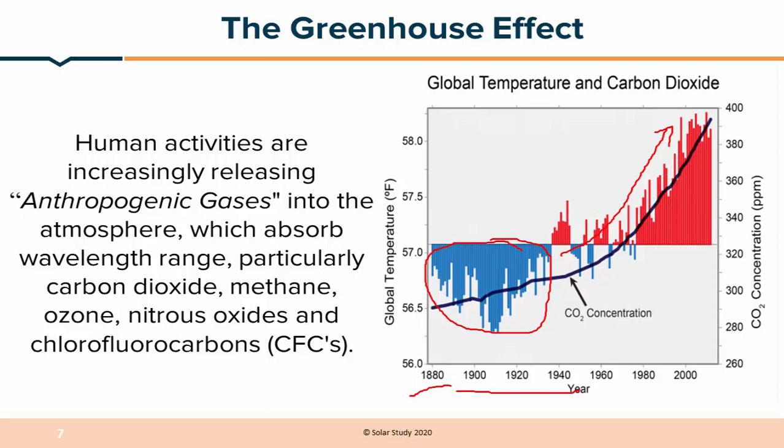In this figure you can see that around 2000 the carbon dioxide concentration reached 400 ppm. It is very dangerous to human life. Also the global temperature has increased to around 58 Fahrenheit. Now it has almost reached 60 plus Fahrenheit.